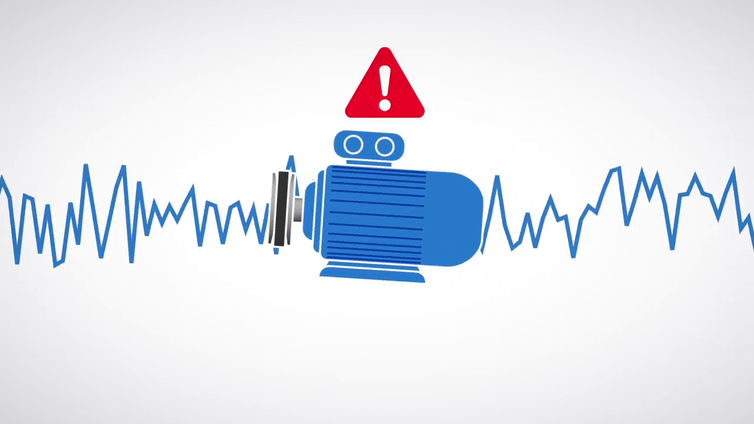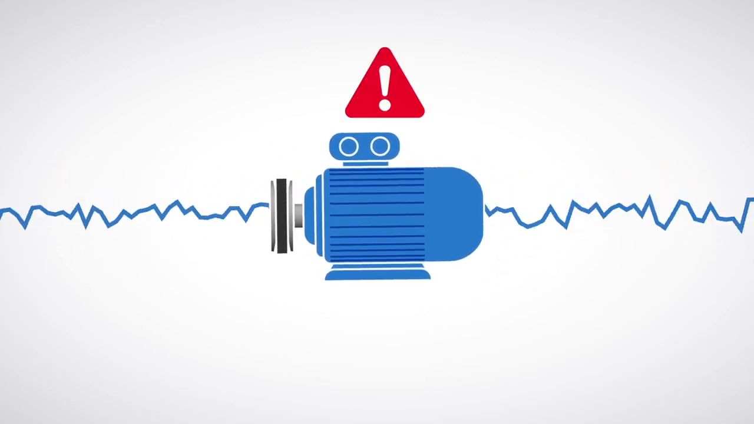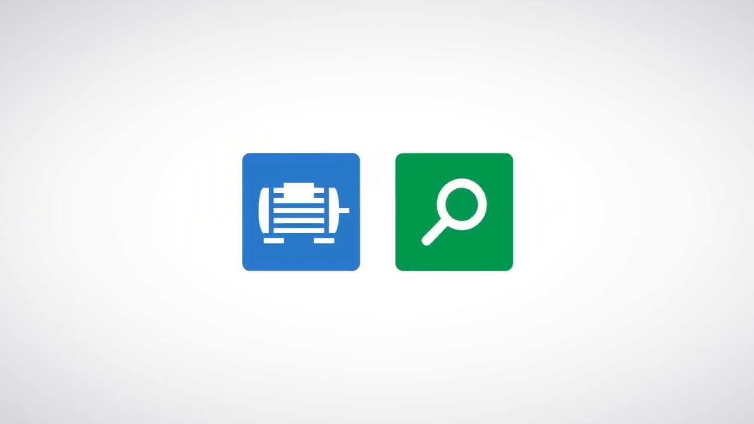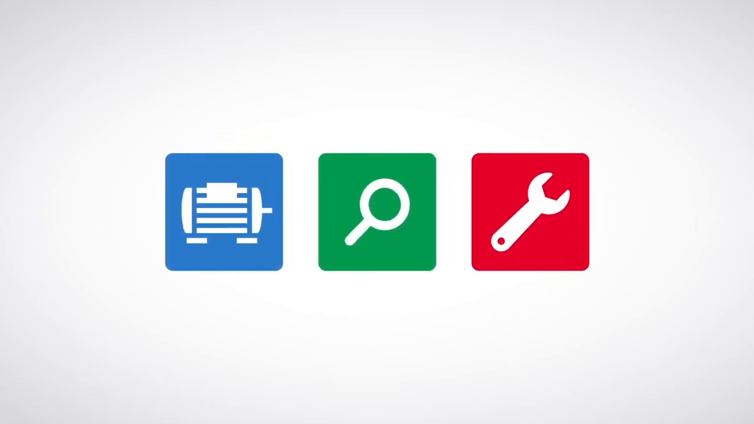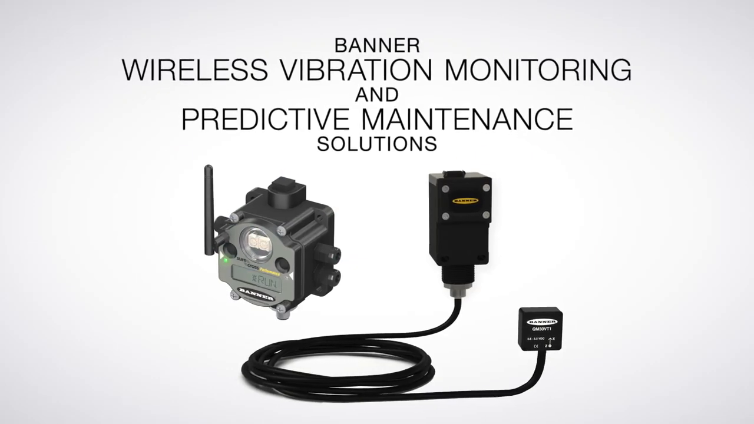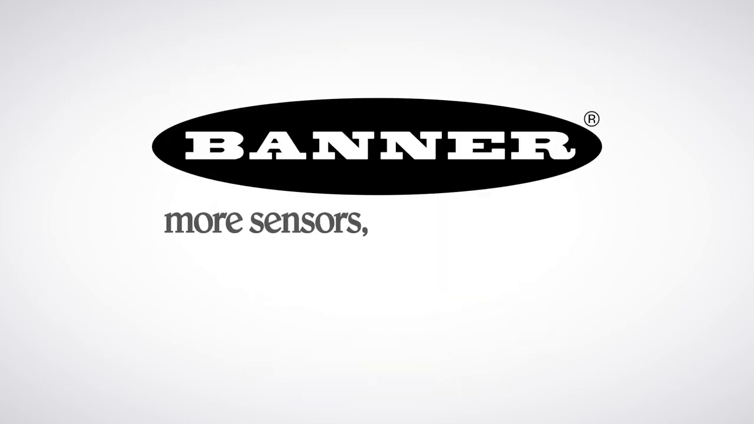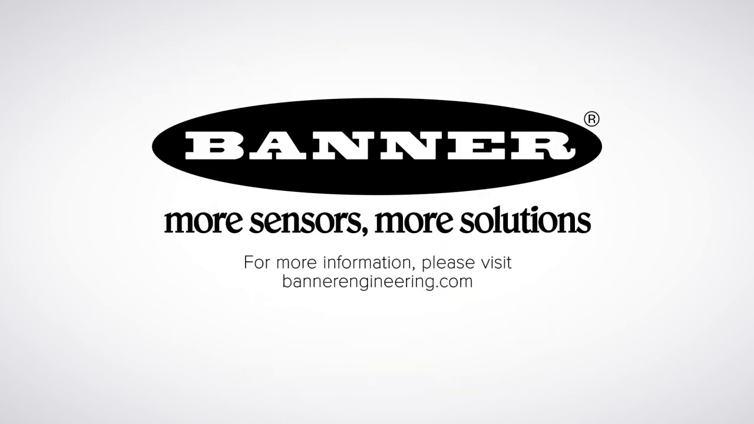It will alert you when your machine begins acting strange, so you can schedule maintenance when it has the smallest impact on production. Monitor your machines, detect problems early, and avoid costly unplanned downtime with Banner's wireless vibration monitoring and predictive maintenance solutions. The future of industrial monitoring is made by Banner.